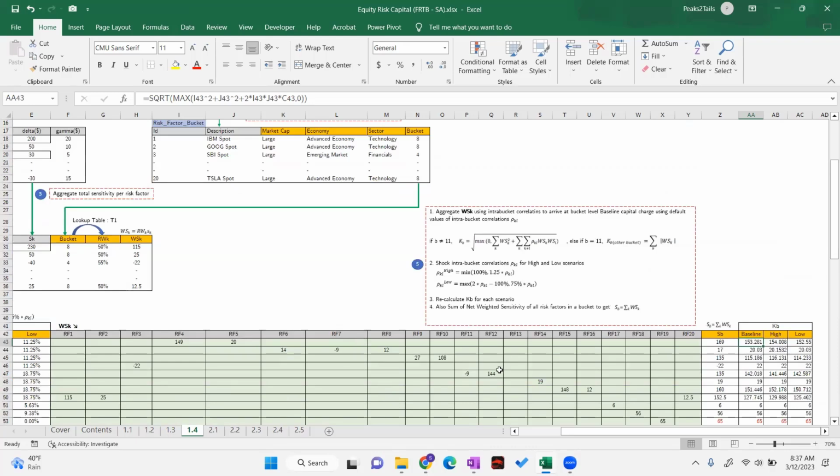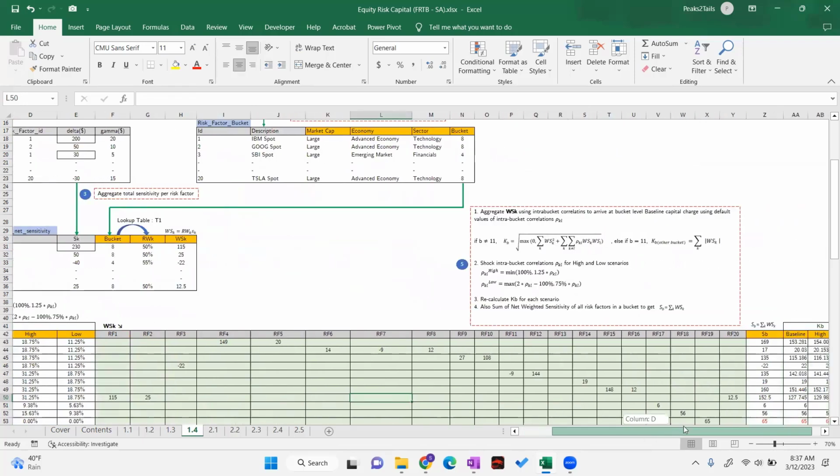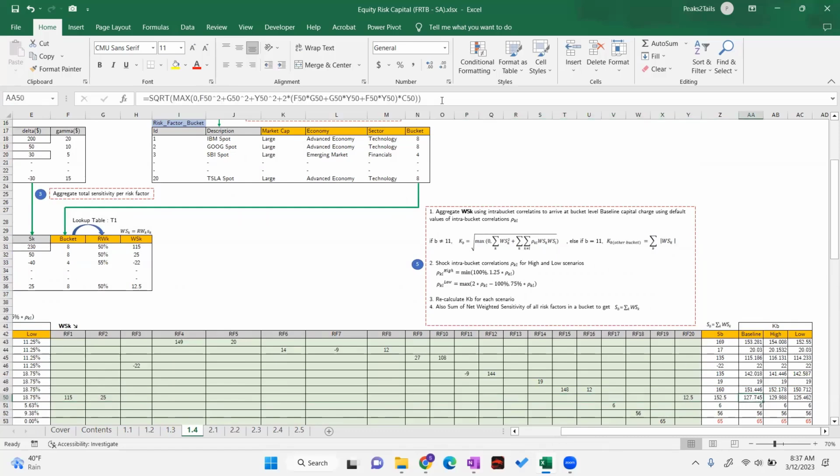Another question from someone: can you do it for bucket 8? Let's see bucket 8. Yeah, bucket 8 is 115 square plus 25 square plus 2 into 115 times 25 times 25%. That will give you, oh wait, there are 3 entries, sorry. Yeah, 3 entries. So I have done it here. You will have first one square, second one square, third one square, plus 2 times the pairwise combinations: first and second, plus second and third, plus first and third. Whole into this correlation, which is the same because it is the intra-bucket correlation. So for all pairwise combinations, it's the same correlation.